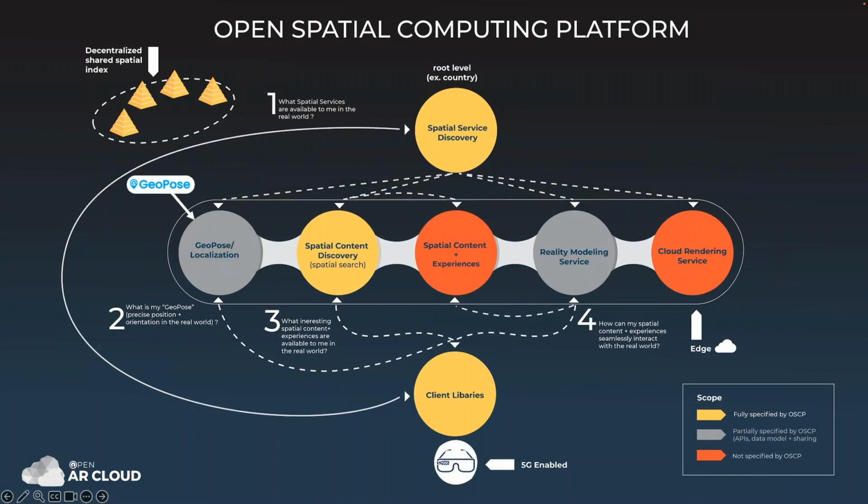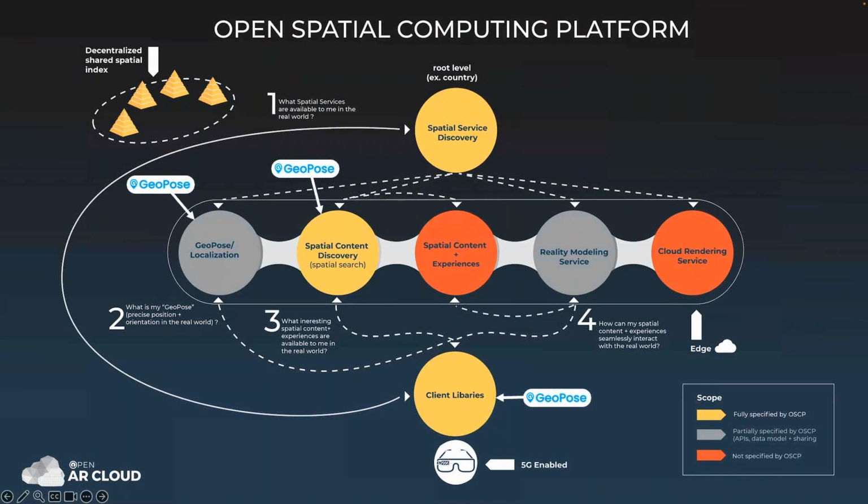You send a little bit of imagery or sensor data to that service, and that service will return OGC GeoPose, the data structure that we have described in OGC. So the client now has an estimate of its GeoPose from the service, and it can ask the spatial content discovery service.